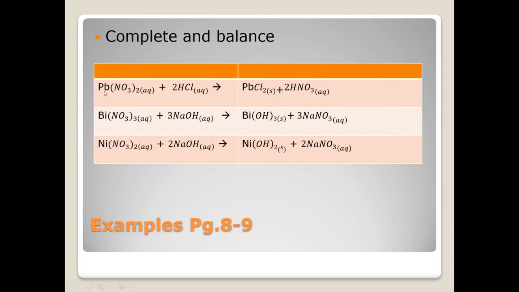So just looking quickly here, we have one lead, two nitrates here, two nitrates here, two hydrogens here, two hydrogens here, two chlorines here, and two chlorines here. So this is all nicely balanced. I'm not going to go through the remaining examples here. They are exactly the same as the previous example. Again, switching A for B and then balancing here.